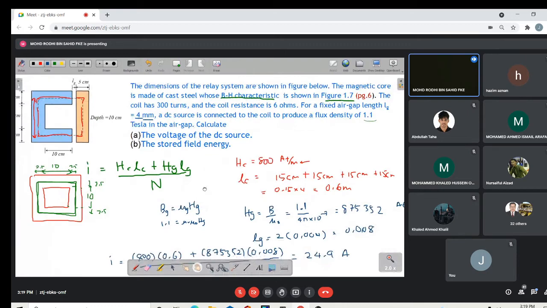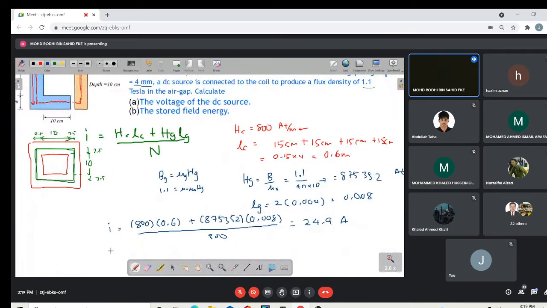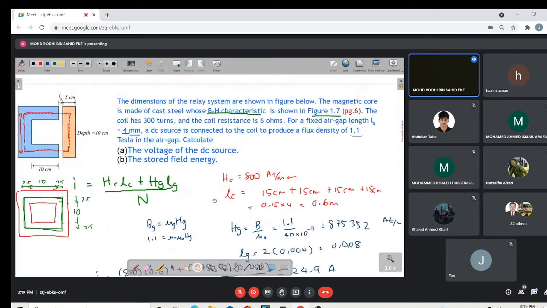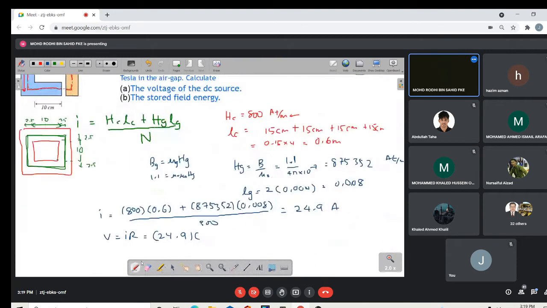Okay, and we are not done yet because the question asks for voltage. What is the voltage that you should supply? The voltage is equal to IR. The current is 24.9 multiplied with the resistor. What is the resistor? 6 ohm. So what is the voltage? 149.6. It practically is around 150 volt. Okay, so this is the voltage that you should supply. So we are done with the first question.